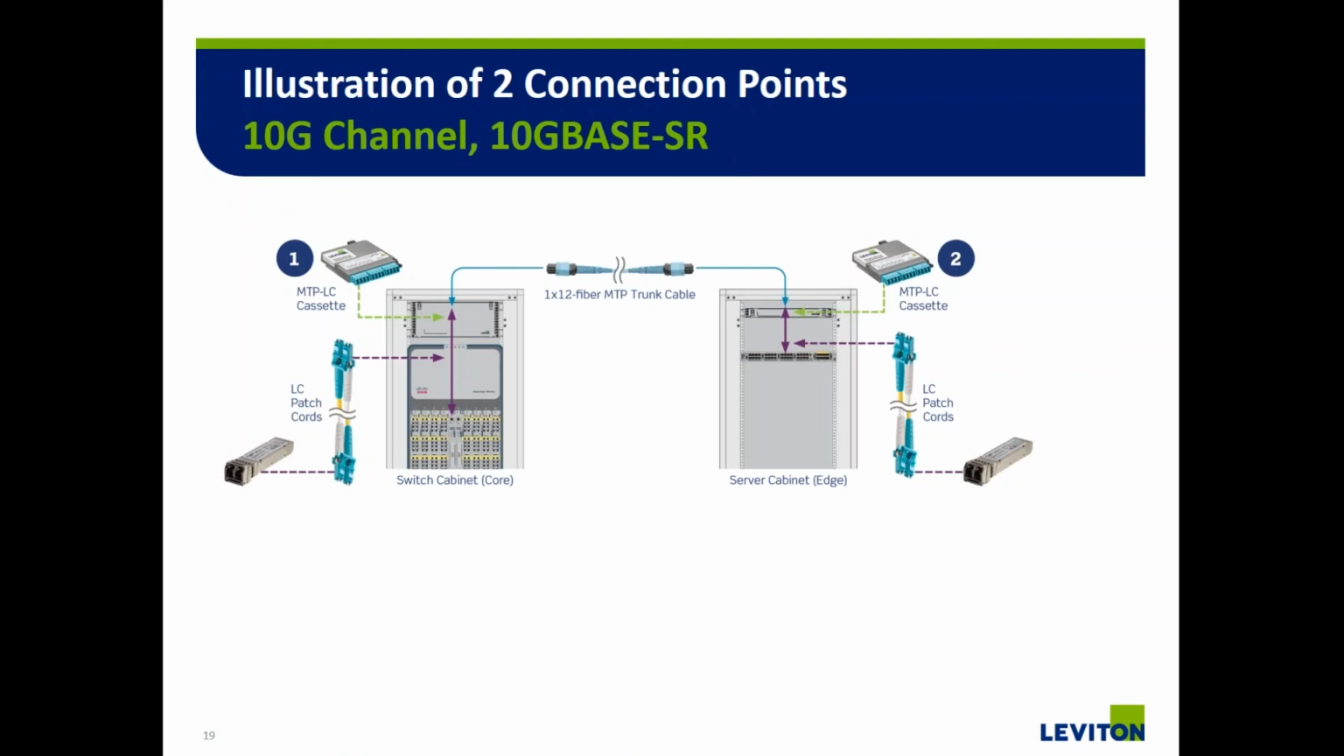In this slide here, I'm illustrating 2 connection points with MTP to LC cassettes. Technically, there are 4 mated pairs, but topology-wise, it is 2 connections or 2 reference points in the channel. The backbone trunk cable connecting both cabinets reflects a 12-fiber MTP trunk with cable attenuation of 3 dB per kilometer. Leviton's Unity MTP to LC cassettes are 0.35 dB insertion loss. LC patch cords are used to connect from MTP cassettes to the switches. On the switches, it is SFP plus transceiver form factor that the LC connectors plug into.